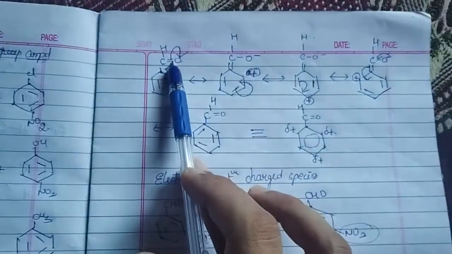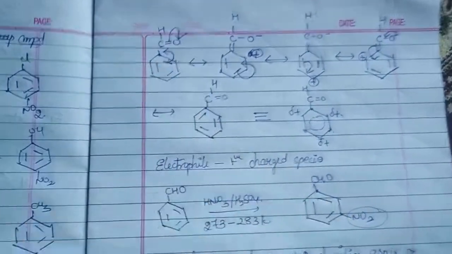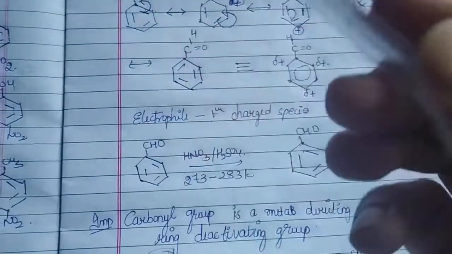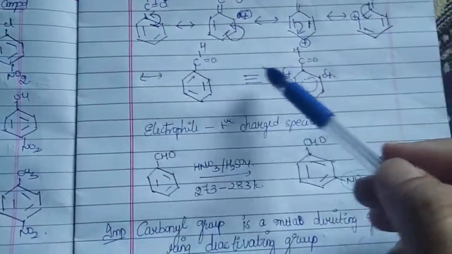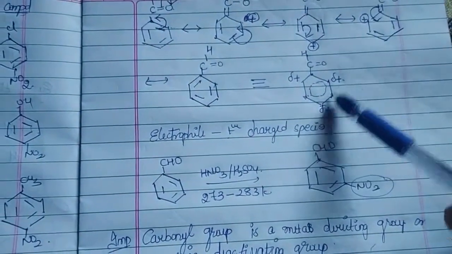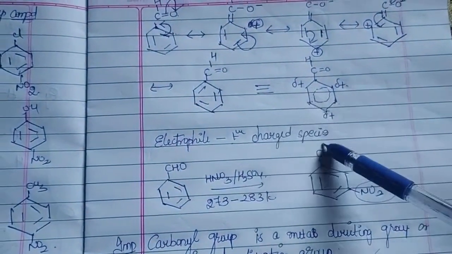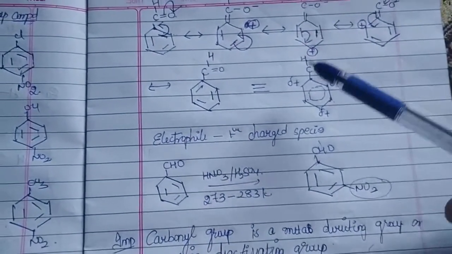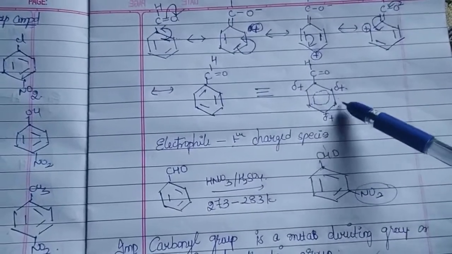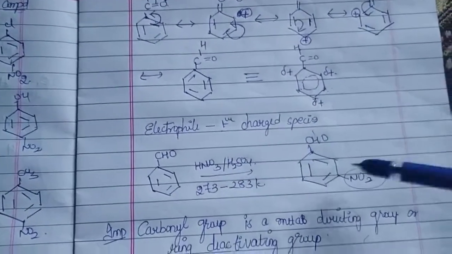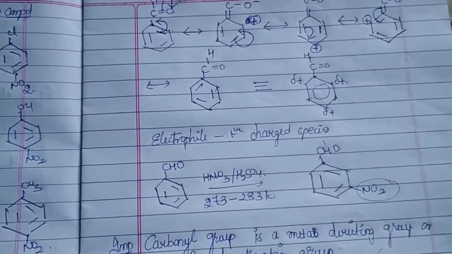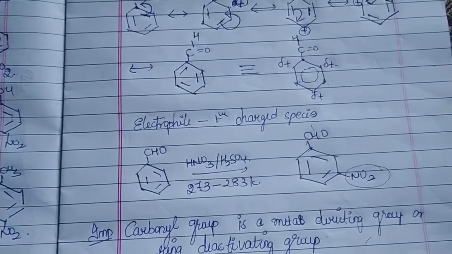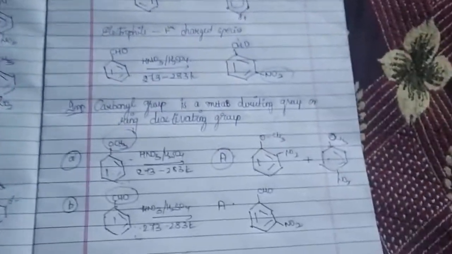Because your carbonyl group is acting as a ring deactivator, there is less electron density, or we can say it is positively charged, at the ortho and para positions, which is going to repel the incoming electrophile. Whereas in the meta position, the electron density is higher, so the electrophile can easily attack the meta position. Is that clear? Very important. So you have to relate in this way.